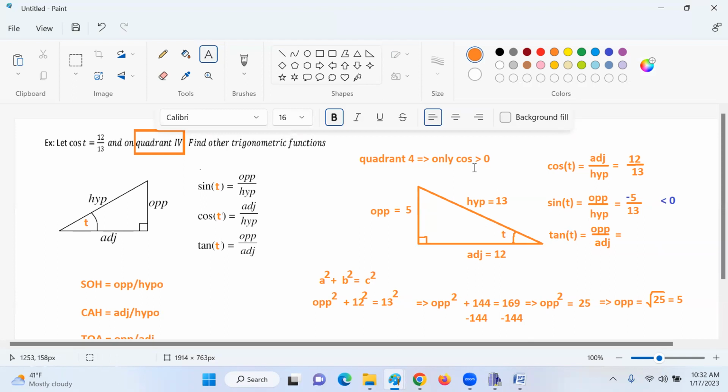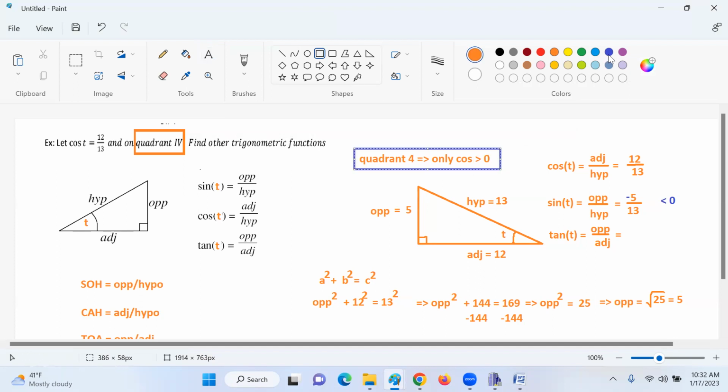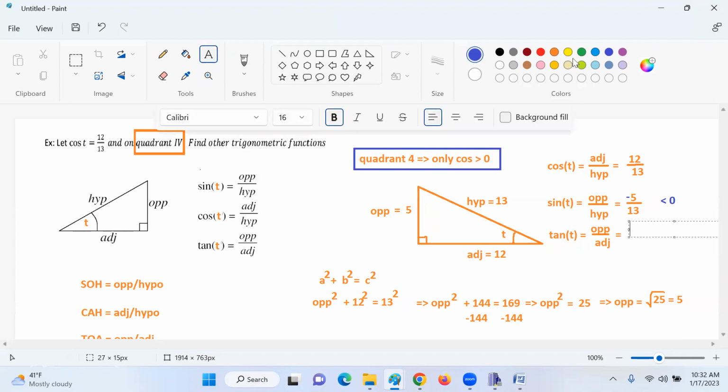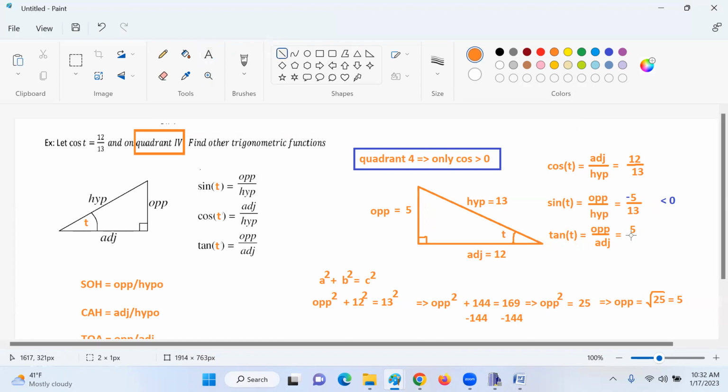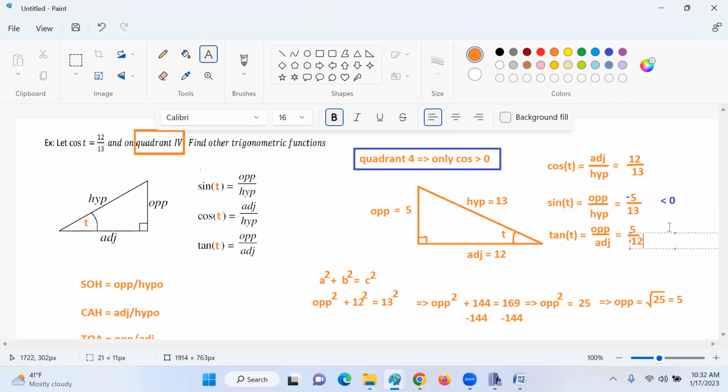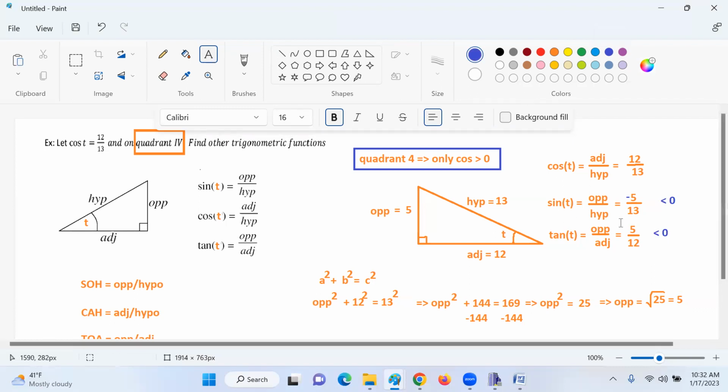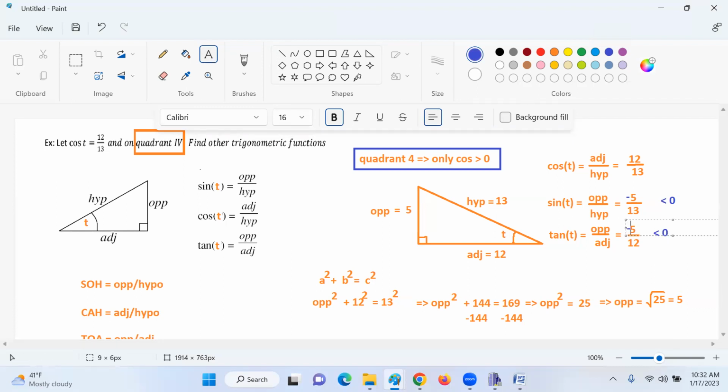So remember, in quadrant number 4, only cosine is positive, right? So the tangent in this case, we take the opposite over adjacent, so it'll be 5 over 12. That would be a positive value, but because this is in the fourth quadrant, all the signs will be negative except for cosine. So the sign for tangent will also be negative. Are we good?